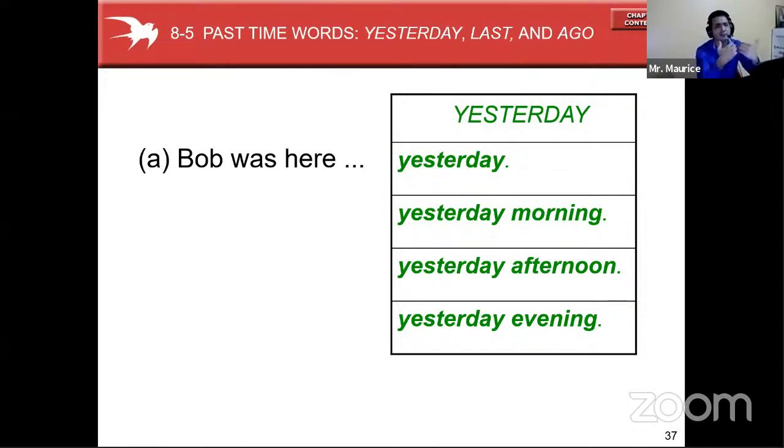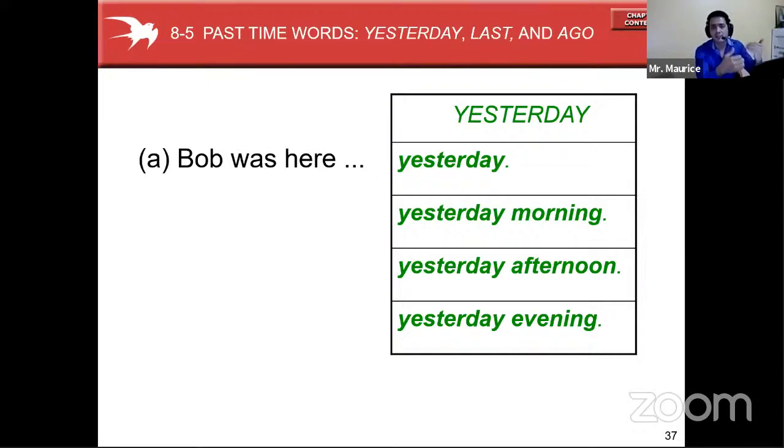Tenemos aquí el verbo to be, como usted ve en pasado. Bob was here. So we have many options. Observa las opciones. Yesterday, yesterday morning, yesterday afternoon, and yesterday evening.